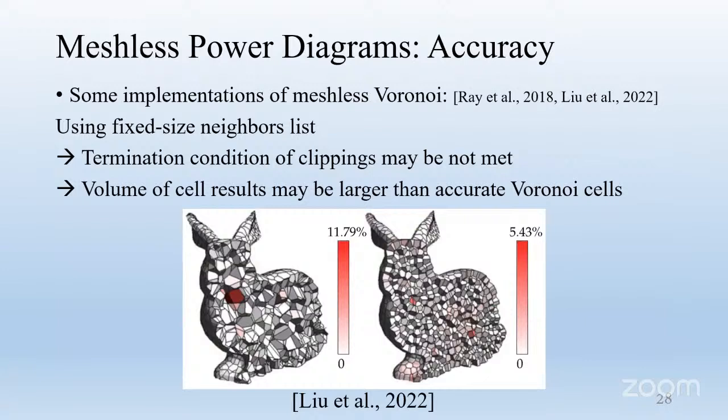Now, let's focus on the accuracy of our result. In some implementations of meshless Voronoi diagrams, they use a neighbor list with fixed size. So the termination condition of clippings is not guaranteed to be met, which will result in part of the Voronoi cells having larger volume than the accurate Voronoi cells. So their result is approximate.